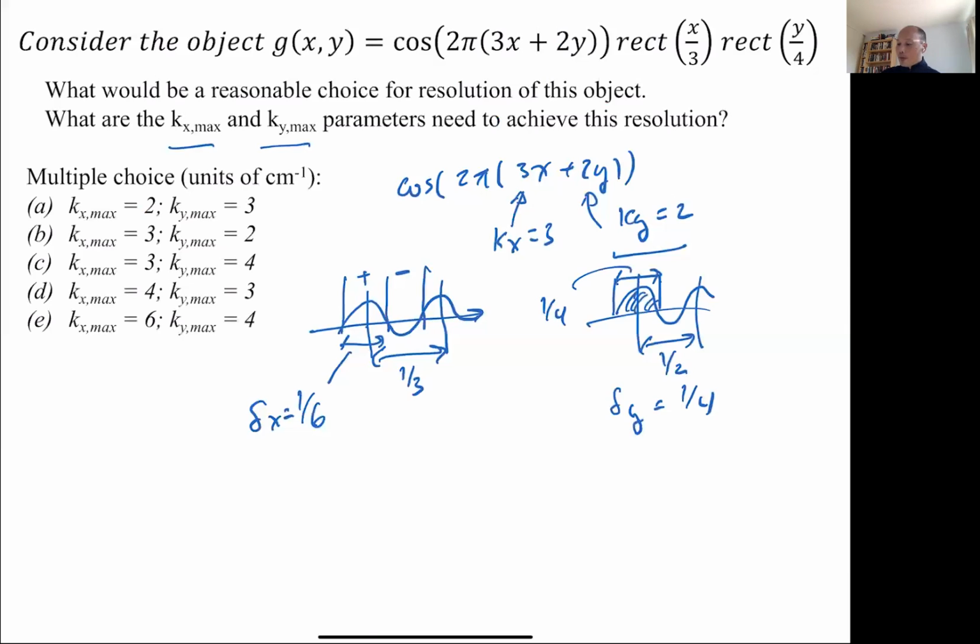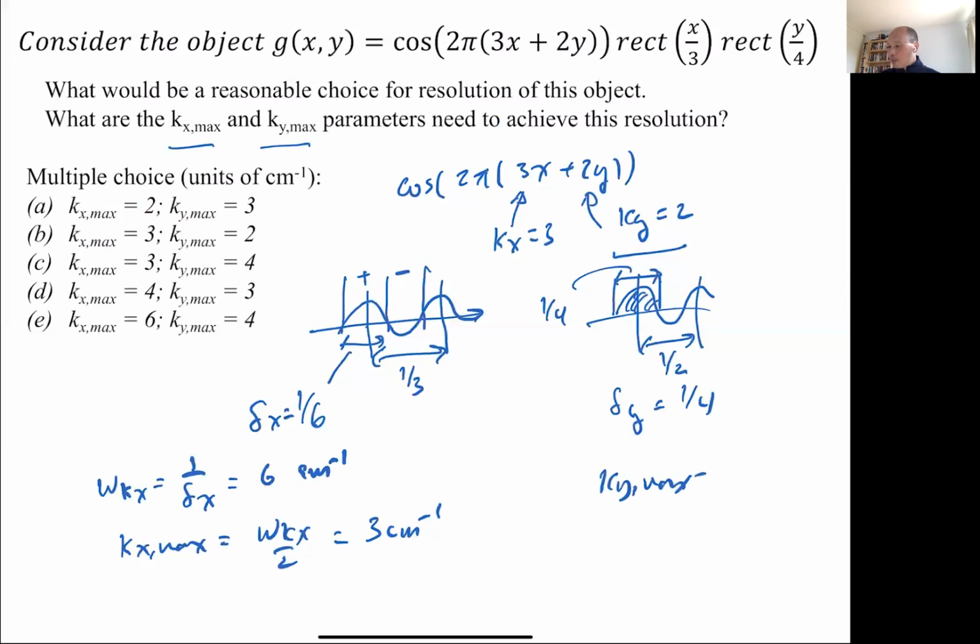Okay. So therefore, we know that WKX equals 1/Δx. So that would be equal to 6 inverse centimeters. And KX max is equal to WKX/2. So that would be equal to 3 inverse centimeters. And you can do the same thing for this KY max, which would be 2 inverse centimeters.